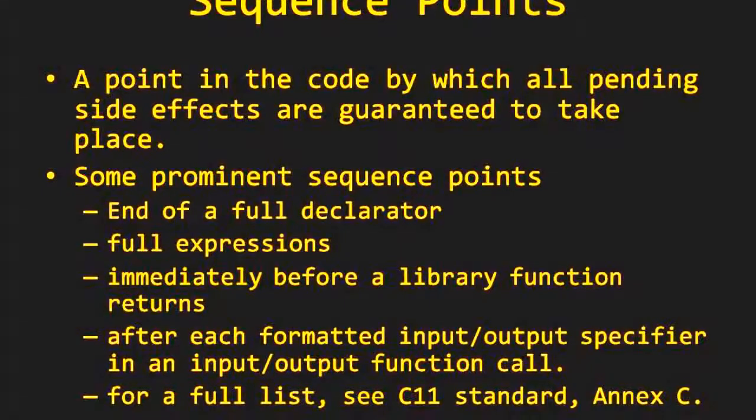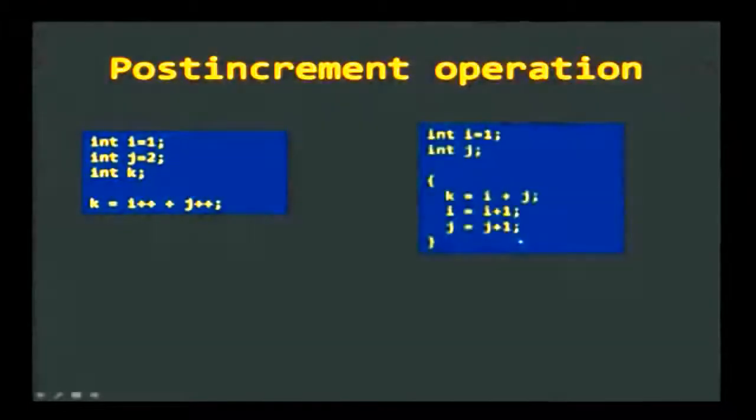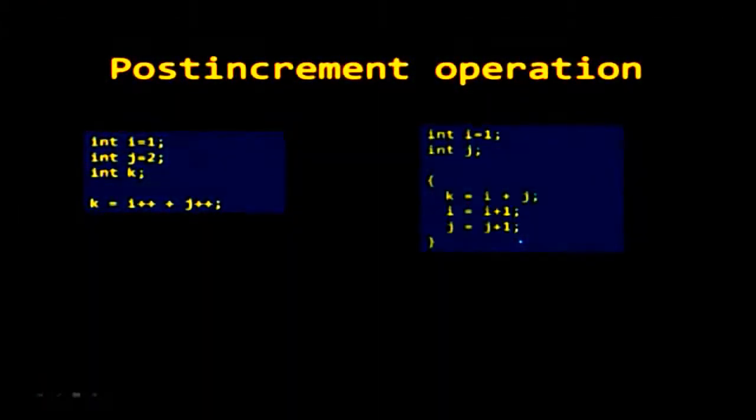Let us try to understand the post increment operation in slightly greater detail. If you say k equal to I plus plus plus j plus plus, there are two ways to do it. Of course, k equal to I plus j, where the old values of I and j are used, and then you calculate k and assign it to k. Then you can do I equal to I plus 1, j equal to j plus 1, because the standard says that by the time you see the full expression, pending updates must have happened.